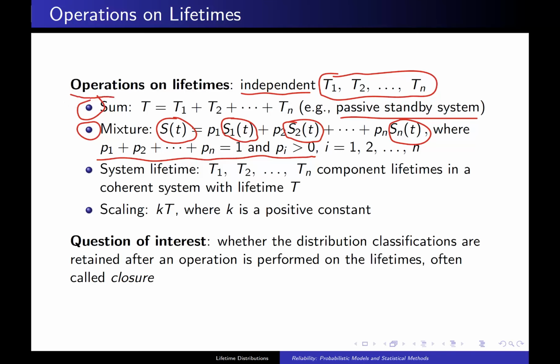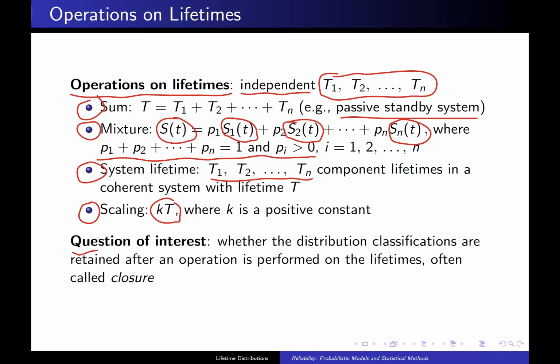What are some other operations we can do on lifetimes? Well, we could form a coherent system. We could take those n lifetimes, arrange them in series or parallel or some combination of series and parallel, and wind up with the system lifetime. What's another operation? Another thing we can do is just take one of these random variables and multiply it by a constant k. So you can see there's a long list of operations on lifetimes.